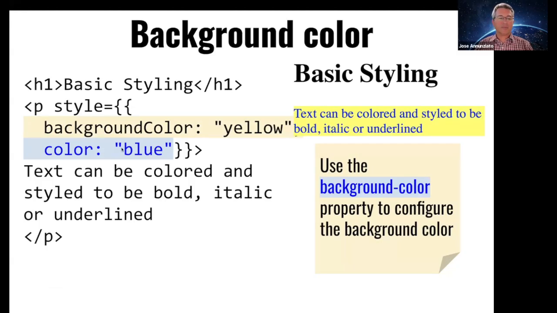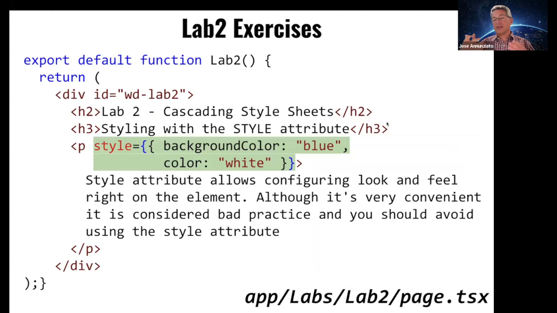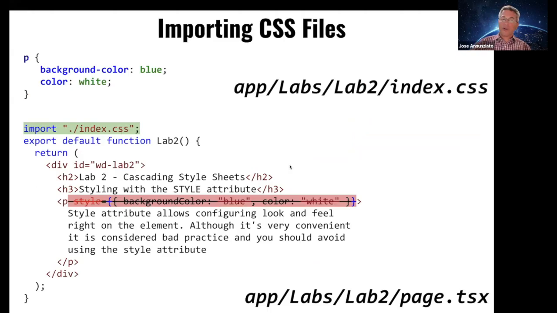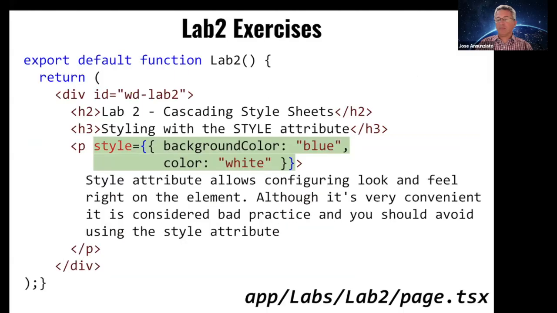Before it was just the color blue, but now we are combining it with the background color to be yellow, right? So now our paragraph is blue on yellow. And here's an example of applying this in our labs, where we are painting this particular paragraph to be white on blue. We can import that into our page and verify that indeed it is white on blue.